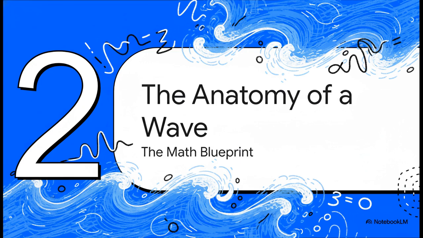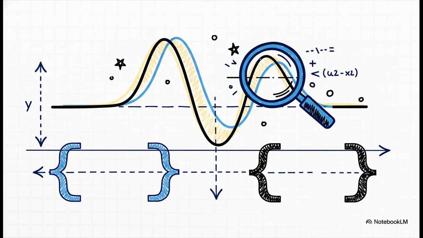Let's move on to section 2, the anatomy of a wave. We are about to decode the mathematical blueprint, the secret recipe, that describes every single wave you could ever imagine. Whoa, okay, don't let this equation freak you out. Seriously, think of it as the universal language for any wave.